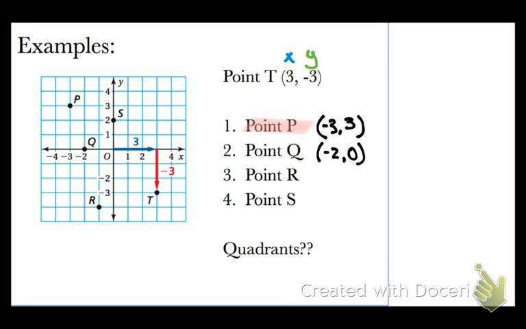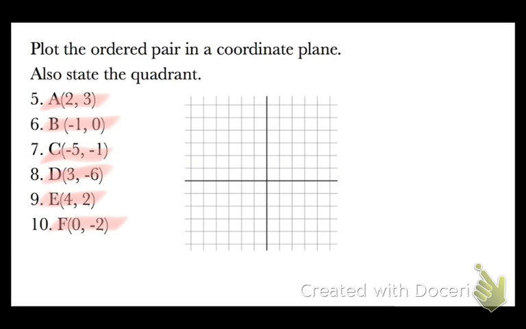Okay, go through and find the next 4 points. And then turn your paper over to page 12. All right, so at the bottom of page 11, we need to make sure that when we plot an ordered pair in a quadrant plane, we always also state the quadrant. So remember, this is quadrant 1, this is quadrant 2, 3, and 4.